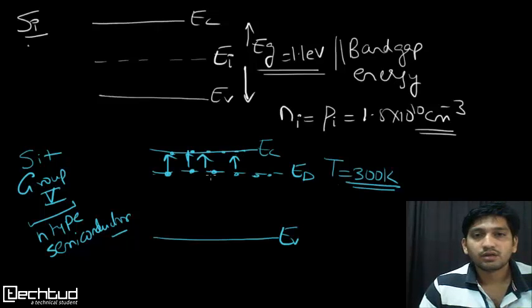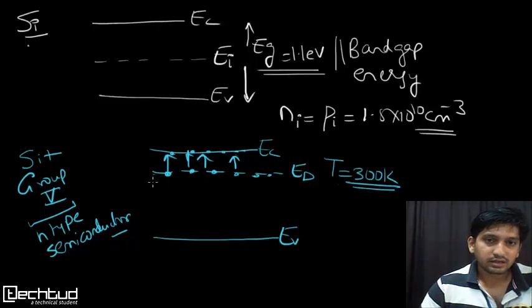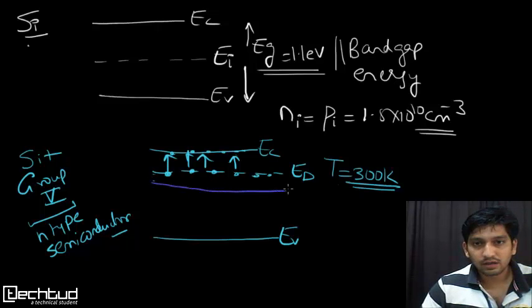The Fermi energy level EF will also be near this EC, because the probability of finding electrons at the energy state near EC will be more. So the EF level, that is the electron level, will be more towards the EC.